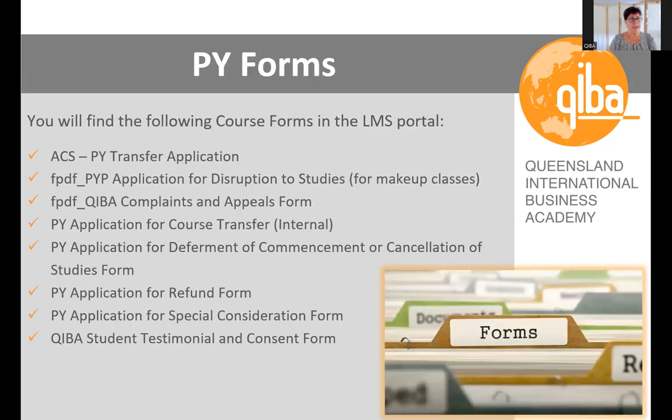The forms: there's the ACS PY transfer application form. There's the application for disruption to studies to apply for a makeup class, the complaints and appeals form, the application for a course transfer, internal, for deferment of commencement or cancellation of your PY program. And there's the application for a refund form, application for special consideration, and the student testimonial and consent form.